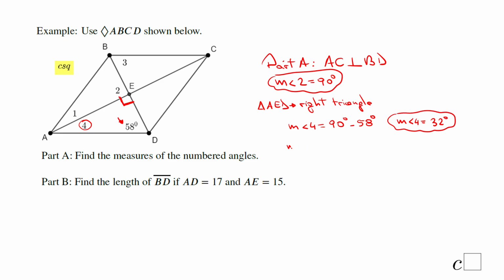The measure of angle 1 will be the same as the measure of angle 4, because remember the diagonals in a rhombus bisect opposite angles. So the measure of angle 1 will also be 32 degrees. And we have one more, the measure of angle 3. It will be the same as this angle. Remember, a rhombus is a parallelogram, so these two angles are alternate interior angles. The sides of the rhombus are parallel. So the measure of angle 3 is 58 degrees.